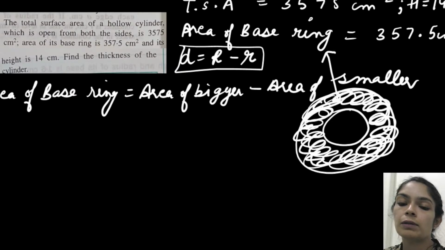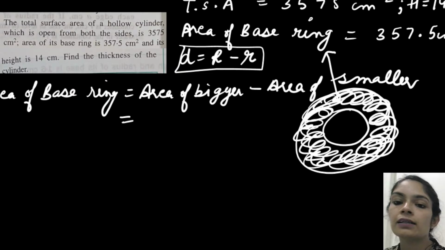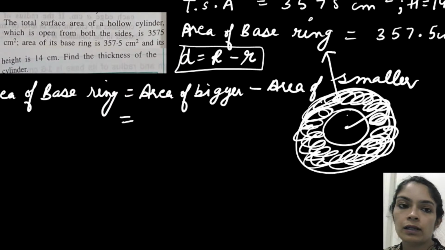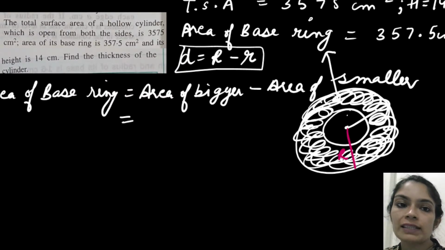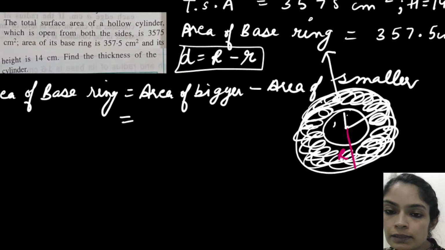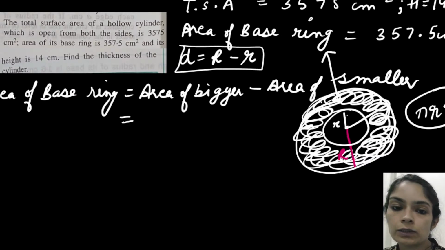So then we will get the value of the shaded region. Here I have shaded one portion, so that area is actually given to us. Bigger circle means what? Bigger circle means the radius used will be capital R, because it is the external radius. Smaller circle means the radius we will be using is small r. Area of circle we know is pi r square. So this is pi capital R square minus pi small r square.